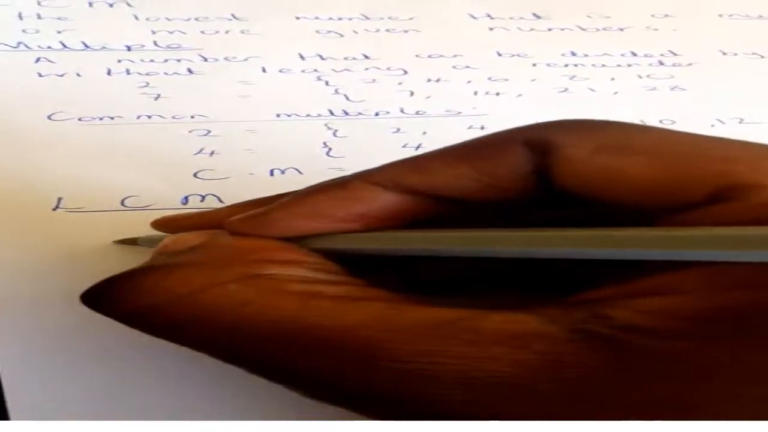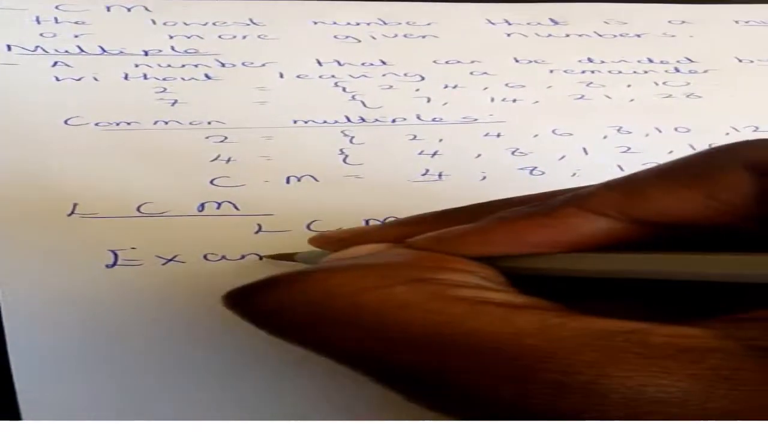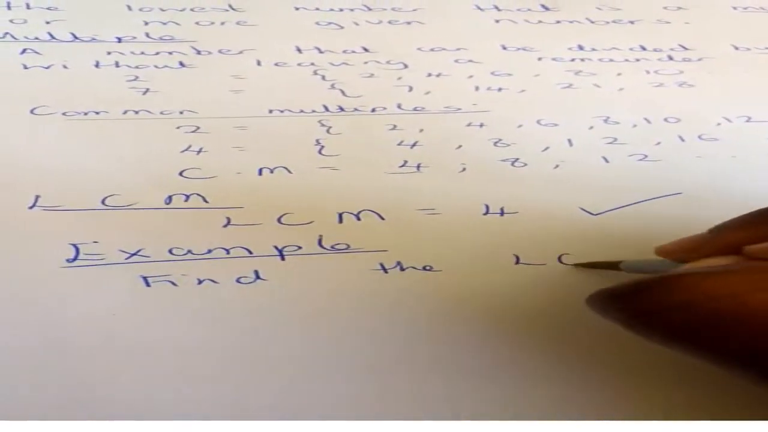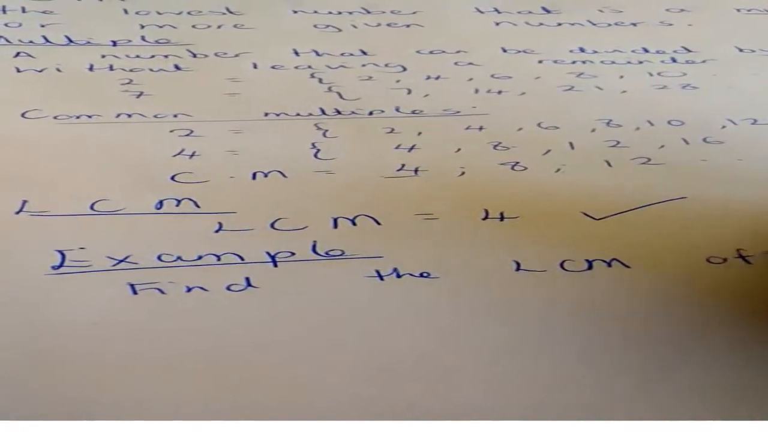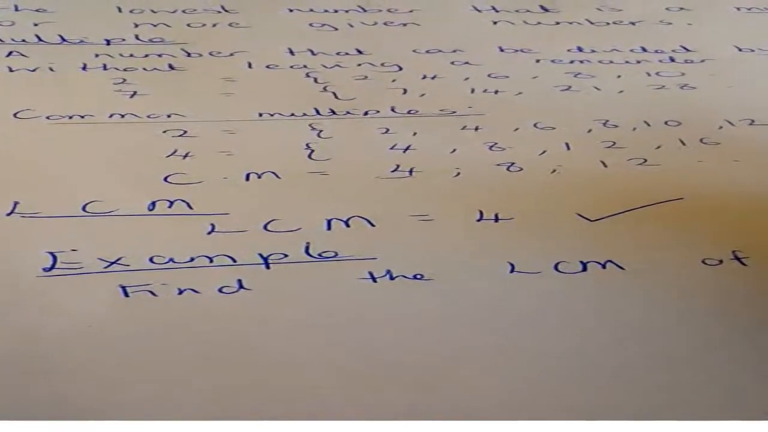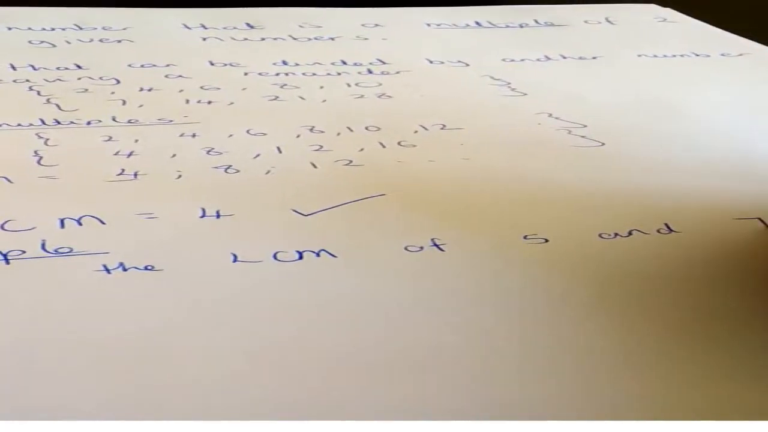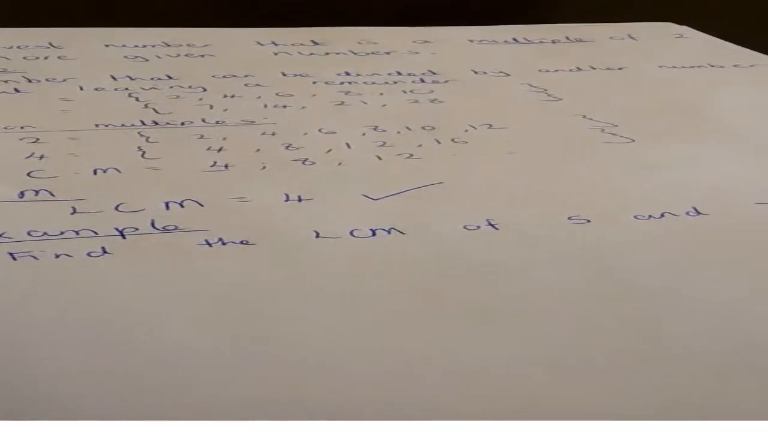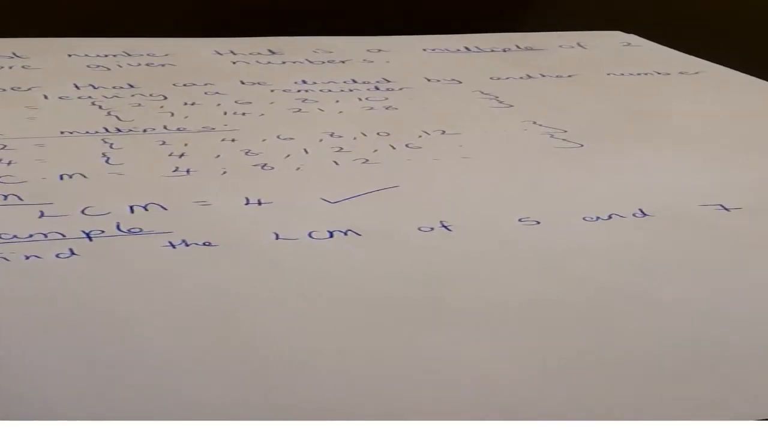Now time for the example. I want you to work out the following example. Find the LCM of 5 and 7. Please pause the video and work out the example. I know this is easy, right? Please work it out. Okay, now for the solution, let us work it out together, right? I'm pretty sure that you did it on your own at first.